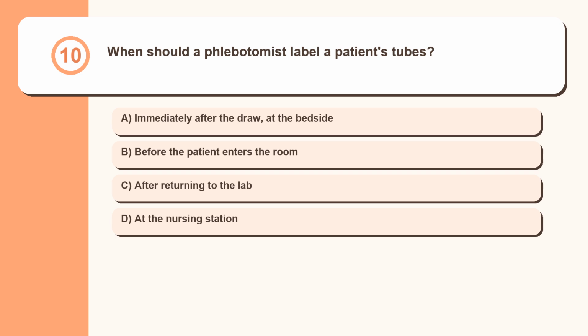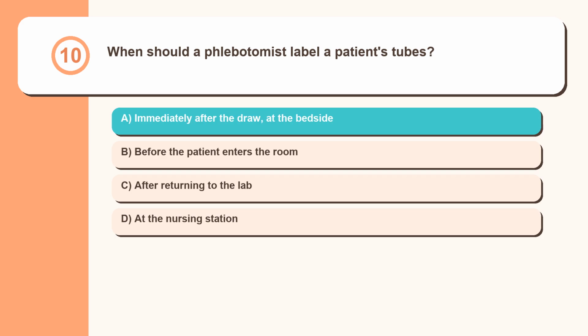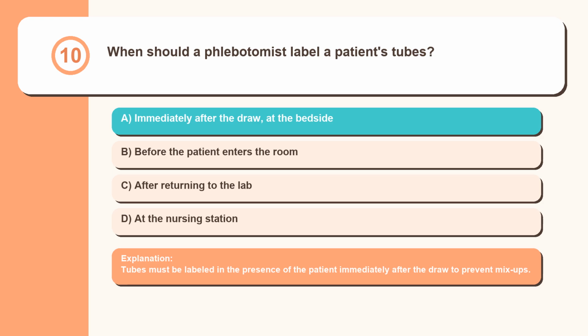Question 10. When should a phlebotomist label a patient's tubes? Immediately after the draw, at the bedside, before the patient enters the room, after returning to the lab, at the nursing station. Tubes must be labeled in the presence of the patient immediately after the draw to prevent mix-ups.